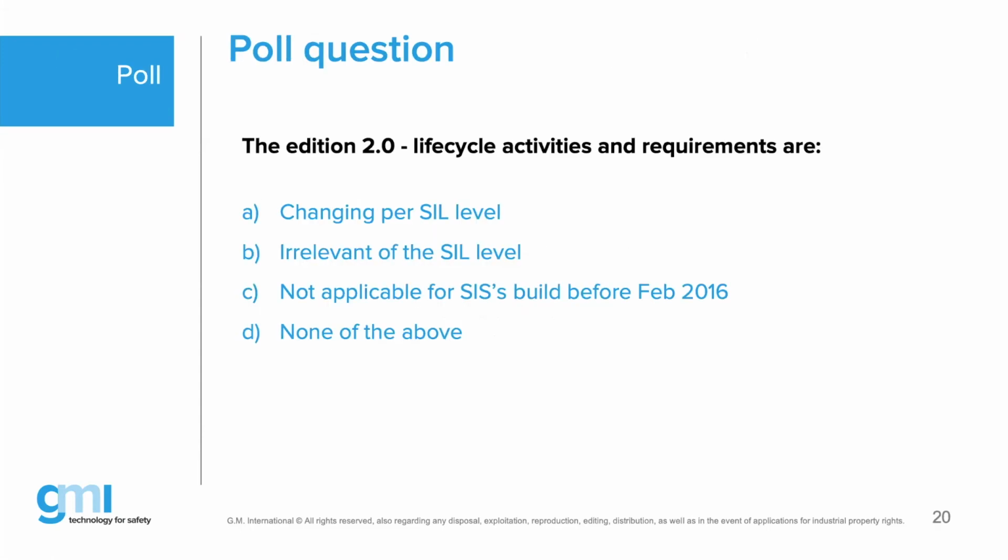Now, Mauro, we have a second poll coming up. Yes, I launched the poll. The question is, in other words, how life cycle activities and requirements impact our activities while engineering a safety system or a safety loop. Okay, so the life cycle activities and requirements by edition 2 will change per SIL level. That means, do you think that will change when you have a higher SIL? That some of those activities will change? Will be irrelevant to the SIL level? Will be not applicable for SIS or for safety instrumented systems built before February 2016? Or do you think none of the above? I mean, again, it's a single answer selection.